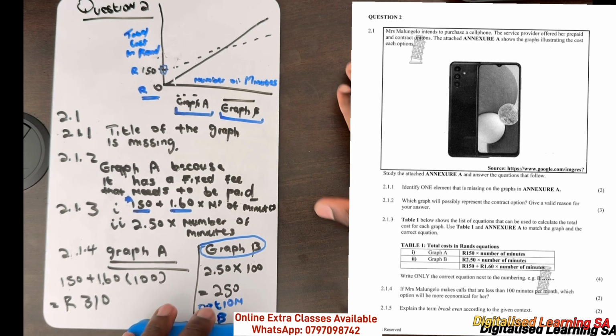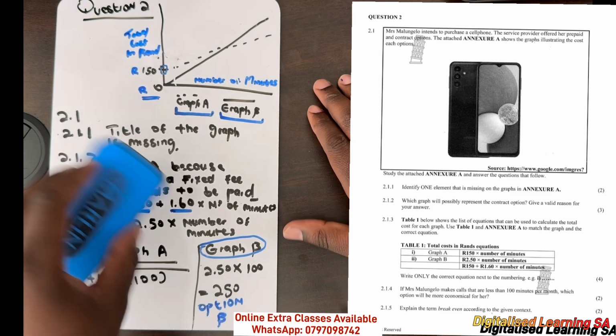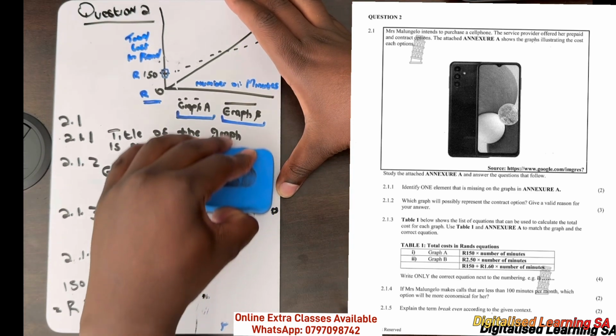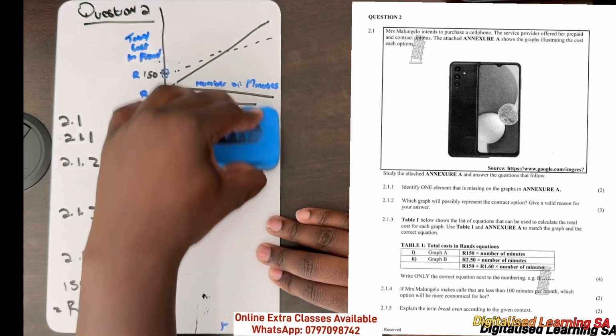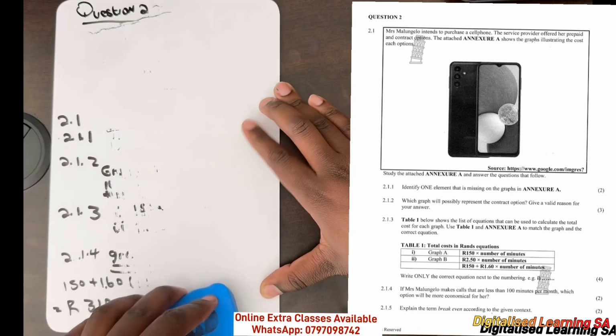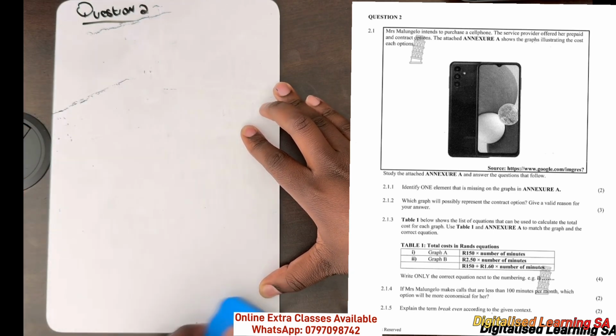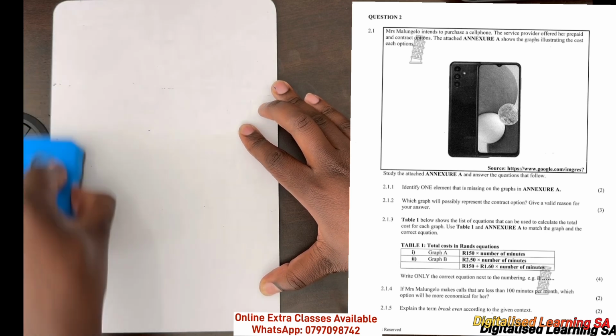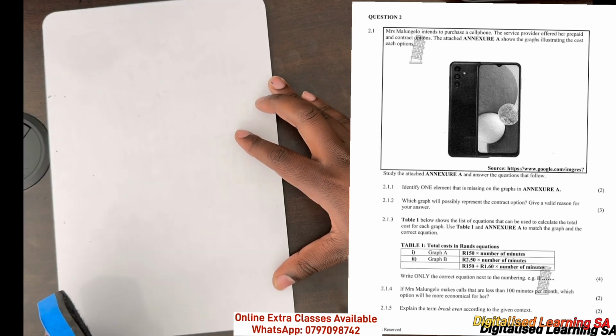Okay, so now we are left with just one question, which is question 2.1.5. And we don't have enough space, so we can just erase everything.